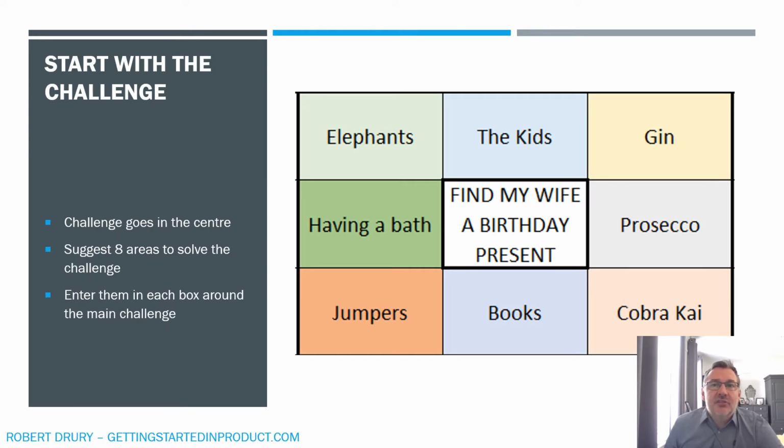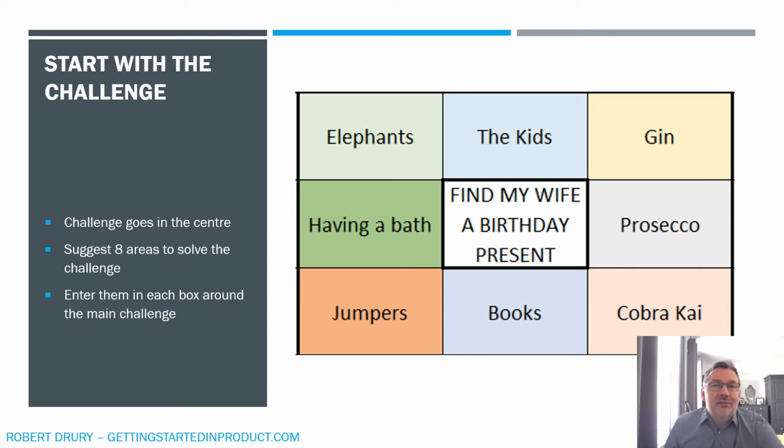Starting in the very centre square of the grid, we state the challenge that we're due to solve, whatever it is. In this example, I'm looking to solve the problem of what to buy my wife as a present for her birthday. Definitely an important problem to solve correctly.